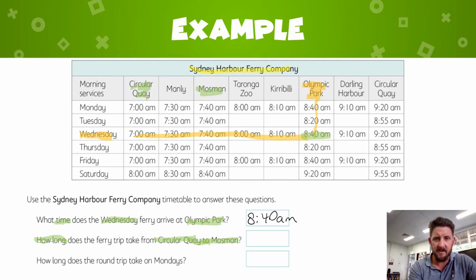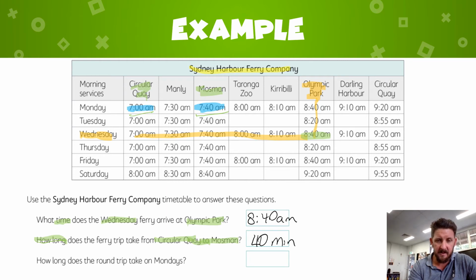Now we can see every single day, except for Saturday, the times are the same, 7 and 7:40 a.m. Now if I was to use my thinking here, I would know straight away that it is 40 minutes difference between when it leaves Circular Quay at 7 o'clock and arrives at Mossman at 7:40. So I'm going to write in here 40 minutes. And I know that because it says how long does this trip take. So I know it's 40 minutes, not wanting a time.